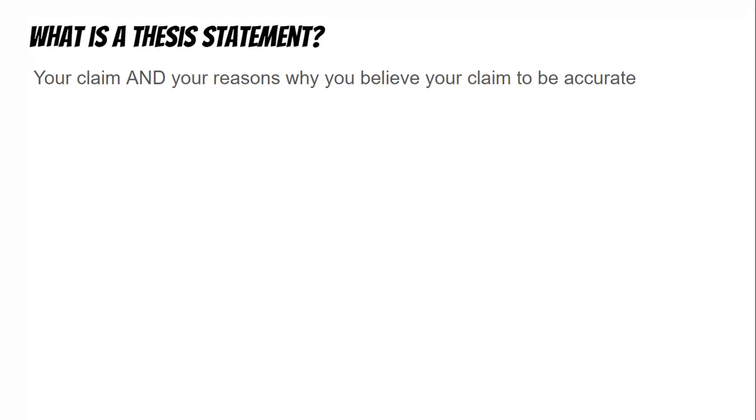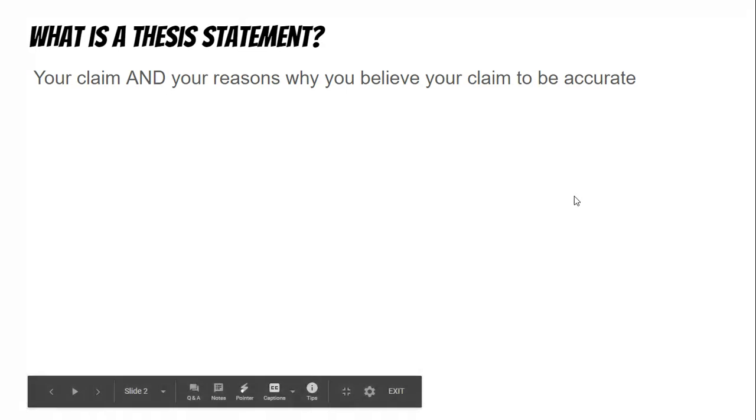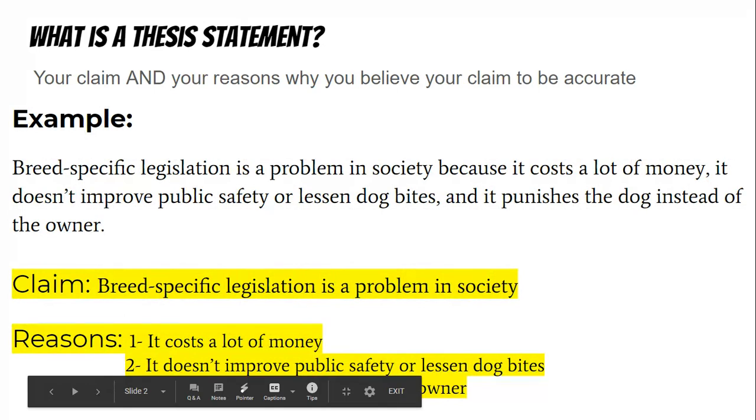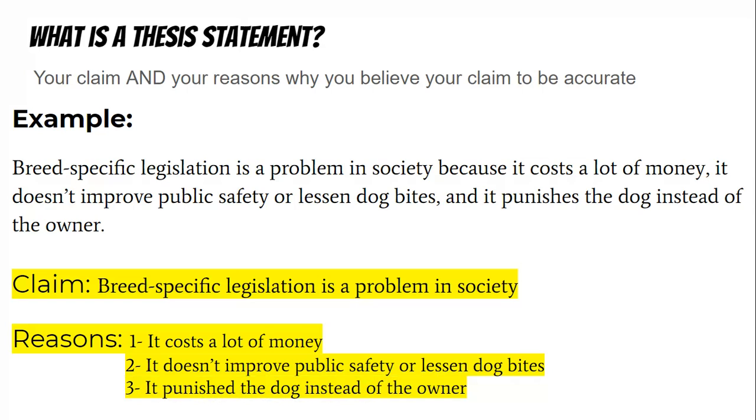The first is your claim, so your opinion about your topic, and then you attach the reasons why you believe whatever your claim is about the topic, why you believe your claim to be accurate. So, for example, breed-specific legislation is a problem in society because it costs a lot of money, it doesn't improve public safety or lessen dog bites, and it punishes the dog instead of the owner. So this would be a complete thesis statement putting those two things together.